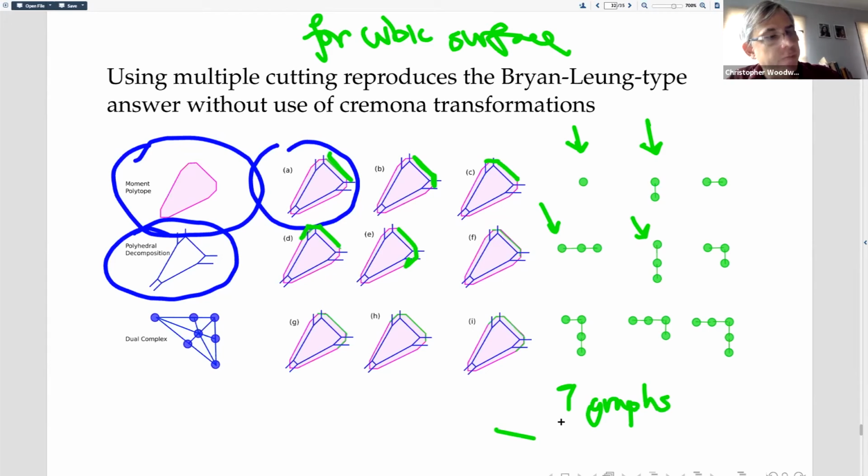This gives me 9 of the lines on the cubic surface, but I can do this starting with any of the long edges and get a similar description of tropical graphs, including that long edge. And so you get 9 times 3 equals 27 this way.